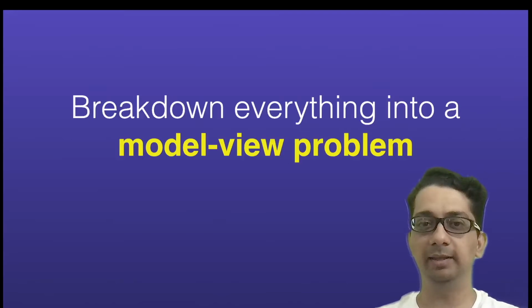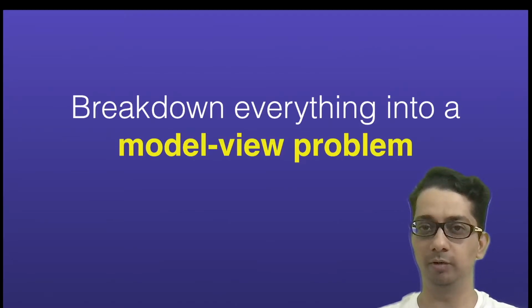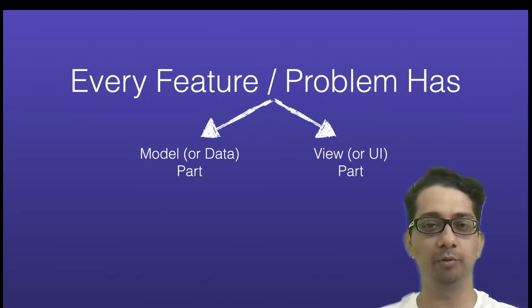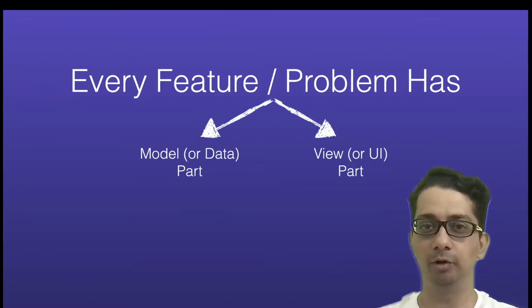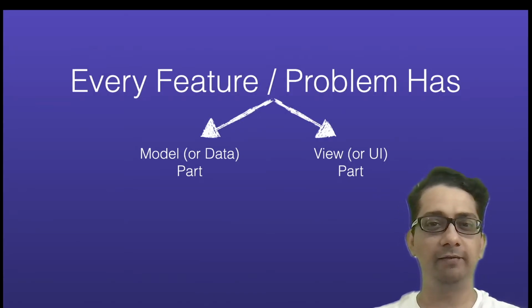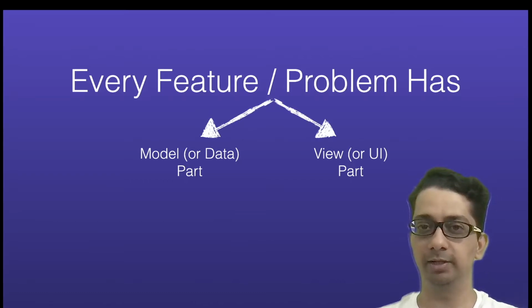If there is only one thing I want to leave you with at the end of this presentation, it is this. To make really good use of Qt Quick and QML, we have to break down everything into a model view problem. Not just the obvious ones, but everything should be broken down into a model view problem. Every problem, every feature has to be broken down into two parts, a model or data part and a view or UI part. I now want to show you a few features in Scrite where at first glance, the usage of model view may not be obvious, but you have actually used it.